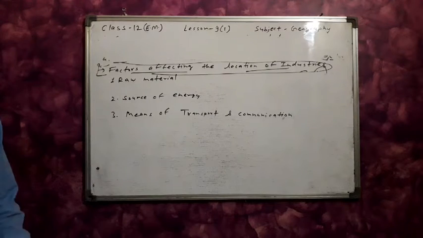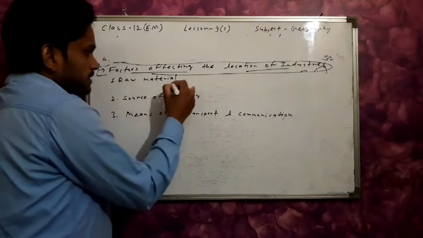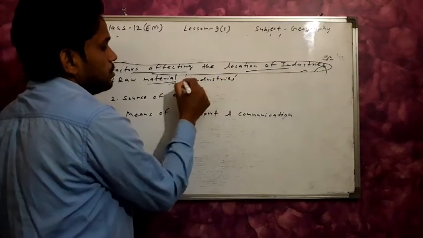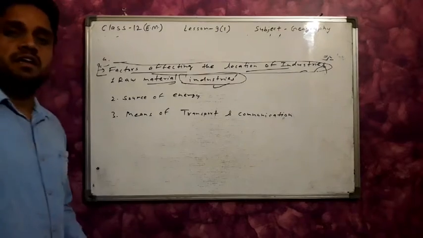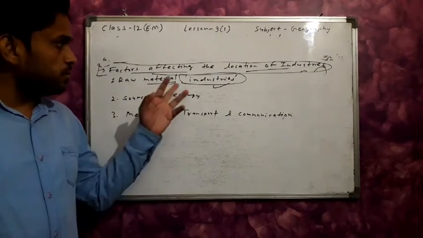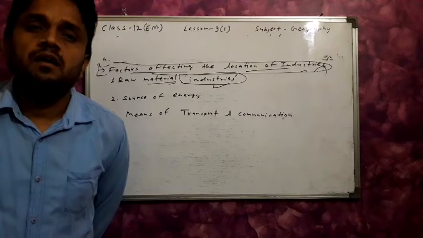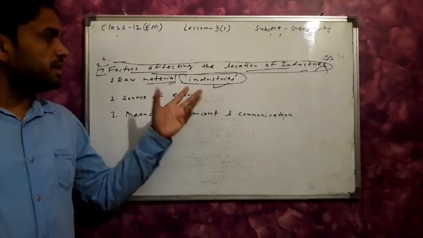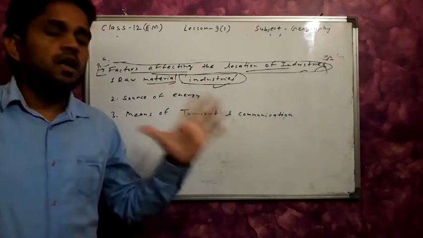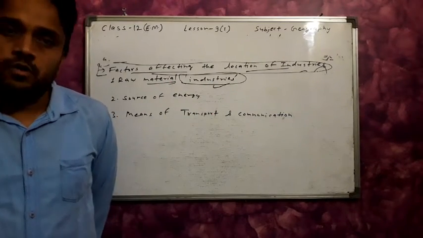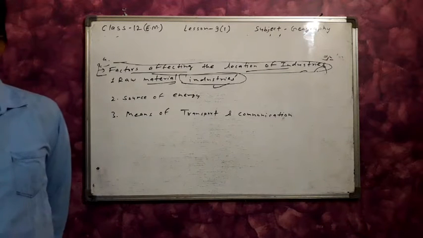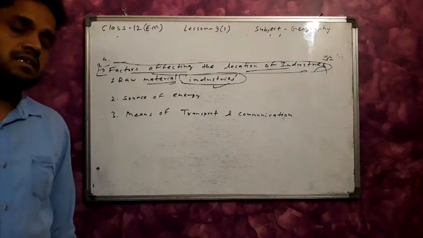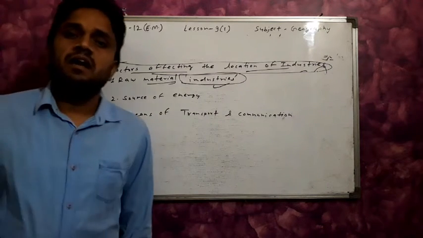The first here is raw material. First of all, the requirement for the industries here is raw material. Raw material is necessary to complete the secondary activities for the industries. Raw material के बिना, without raw material the industry establishment is not possible. The raw material should be easily available at an affordable price where the industries are established.